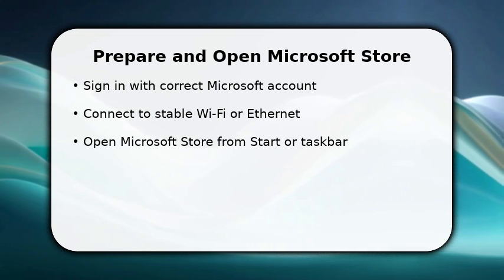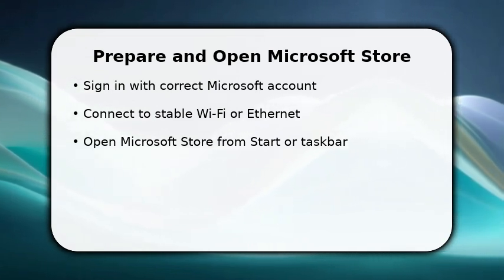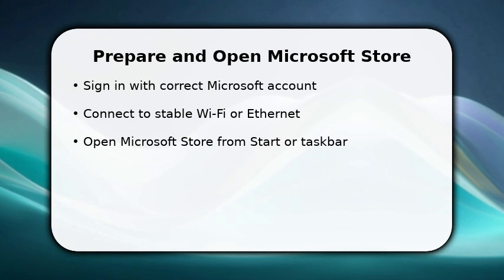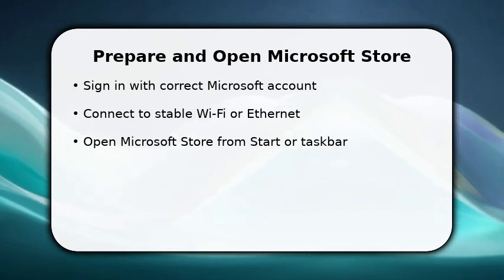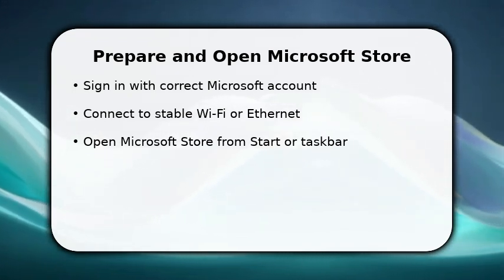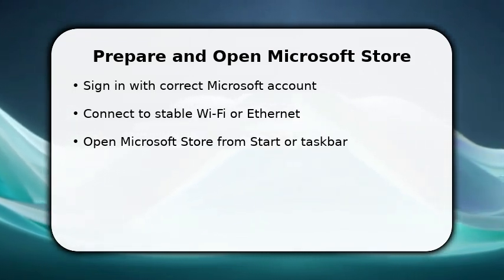Now open the Microsoft Store from Start or the taskbar. Once the store loads, click the profile icon to verify your account and then select Downloads and Updates to begin checking for available app updates.